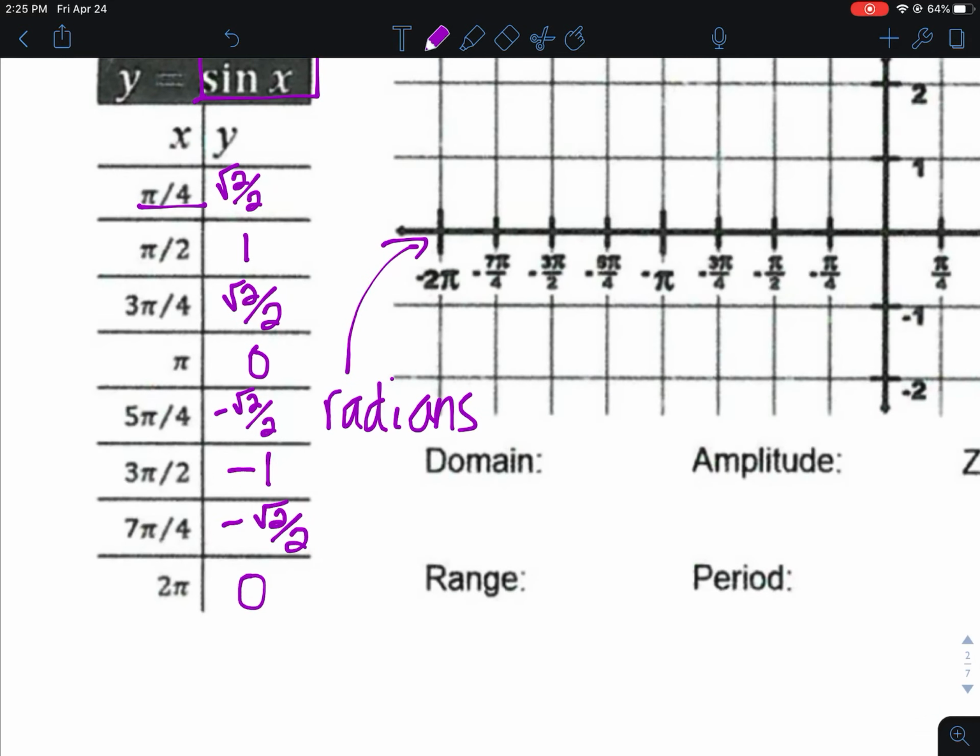Okay, now obviously they're not using every single radian. This is just to give us an idea. You could use all the radians in between these, the 30 degree, 60 degree, pi over 6, pi over 3, if you wanted to get a more accurate graph, but we're just trying to get the general shape down right now.